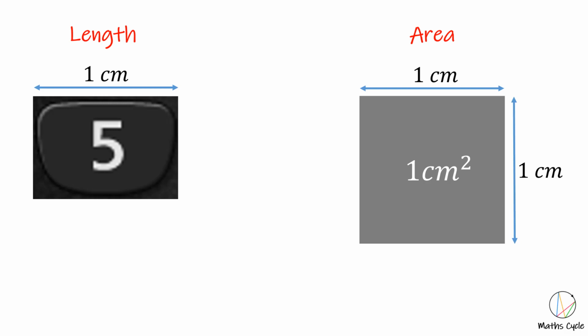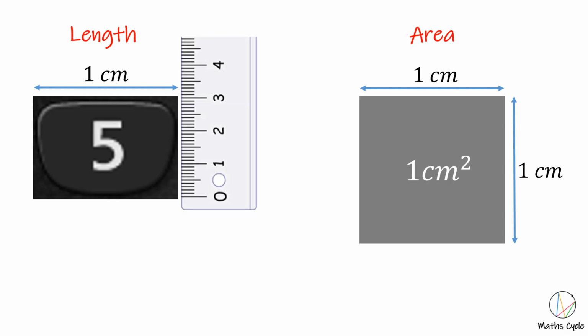So we usually use something like a ruler to measure the length or the height or the width of an item, okay? If you actually measure the length of the button number 5 on your calculator, it's roughly about 1 centimeters in width or length. Do you see that? Okay, so that's length.